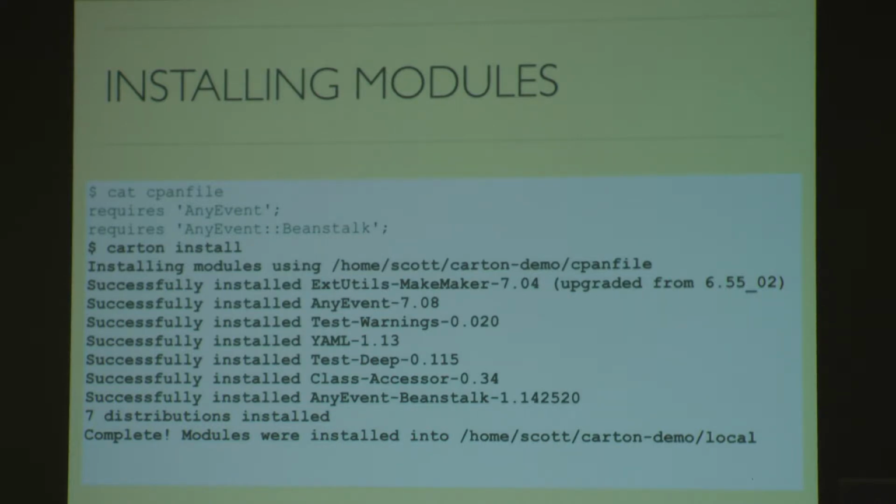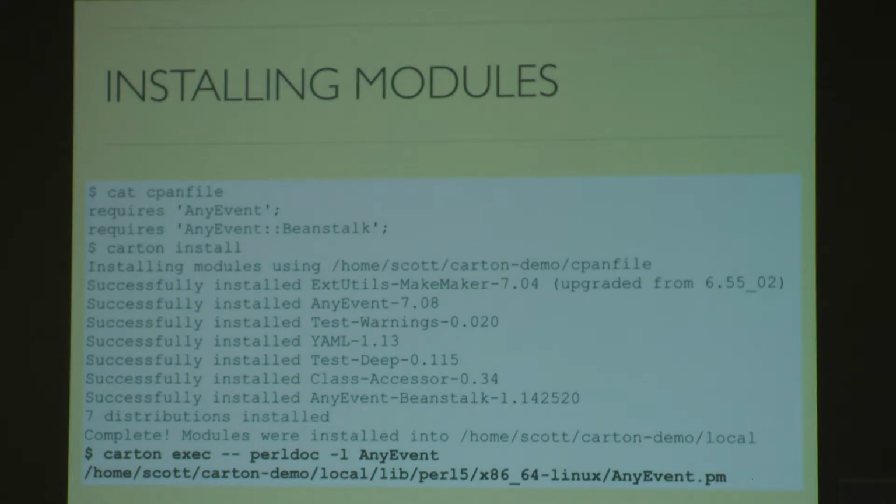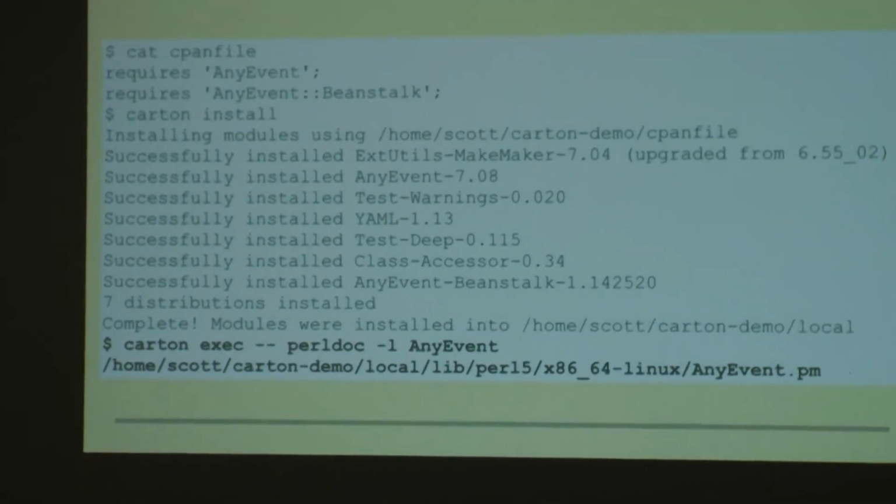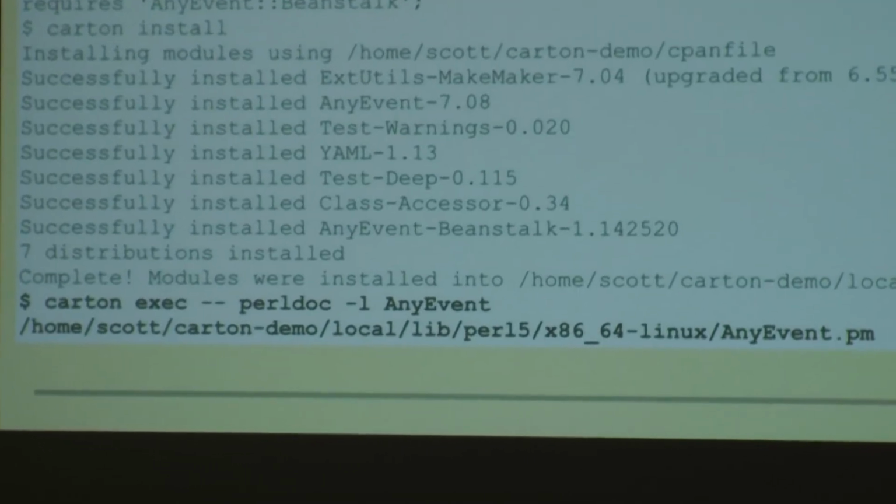You can see it finds all of the dependencies. So xutils make maker was a dependency of AnyEvent. Then we got AnyEvent. Before Beanstalk could be installed, we needed the 4 modules above it. 7 distributions installed, etc. And now you can do your perldoc, and you can see it got installed into a directory called local, and that's where Carton stores all of its stuff. And we'll look at a demonstration of that momentarily.